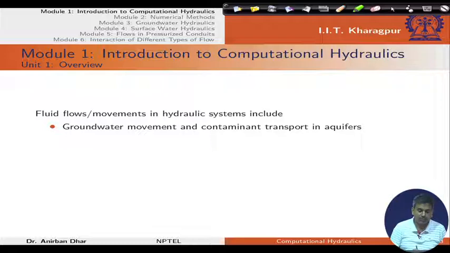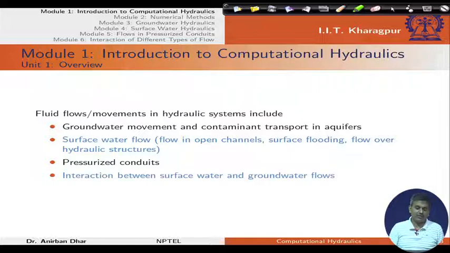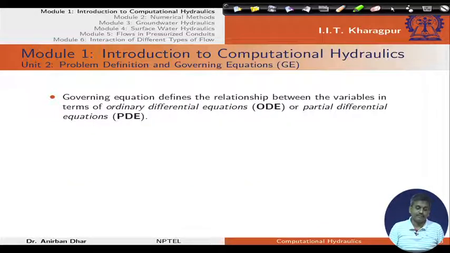In this unit 1 we also summarized the different module names: groundwater movement, surface water flow, flows in open channels, surface flooding, flow over hydraulic structures, pressurized conduits, and interaction between surface water and groundwater flows.